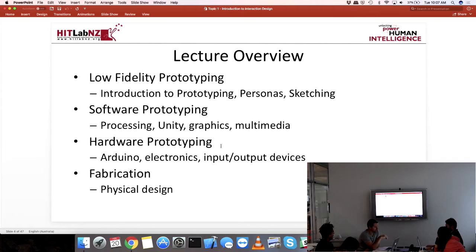Then we're going to move on from there to Unity. Unity is a professional game development environment, but it has grown so much more than just for developing games.